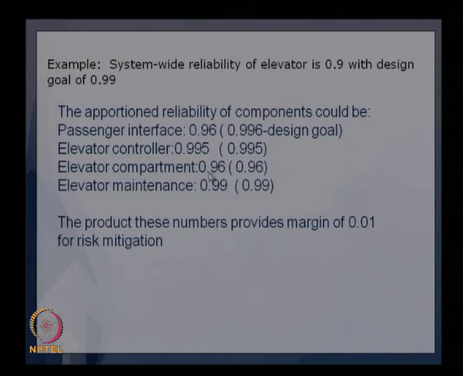If you multiply all these reliabilities, you will get 0.91. That means there is a risk mitigation value of 0.01 for later use. So the total reliability of components will be 0.91, and you have a 0.01 clearance or tolerance for risk mitigation. So this is the way we do it in apportionment methods.